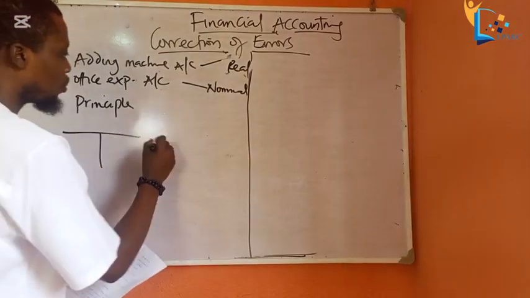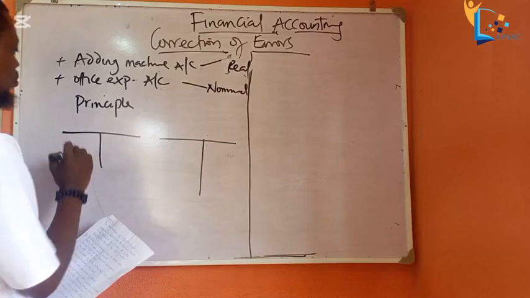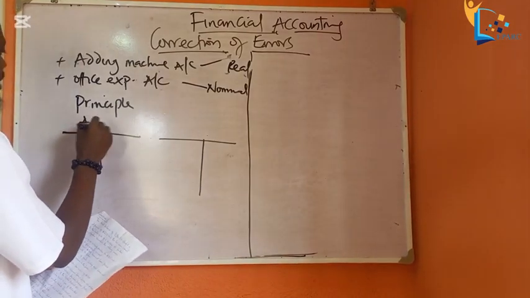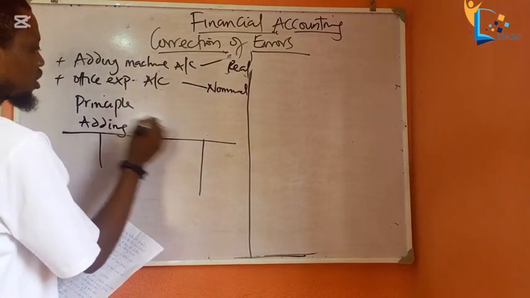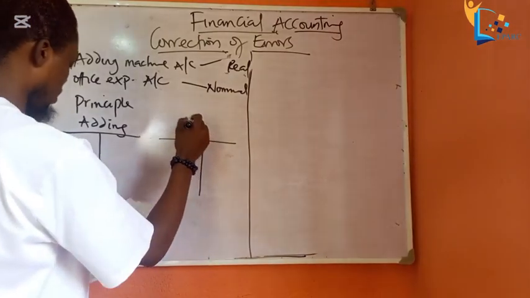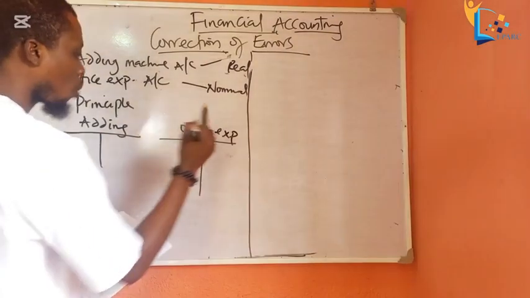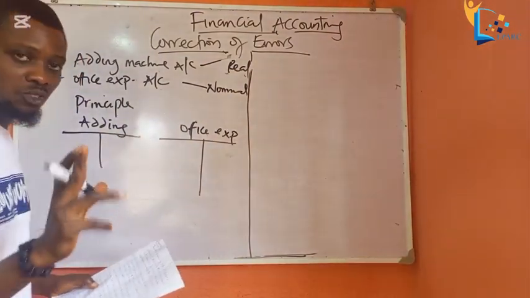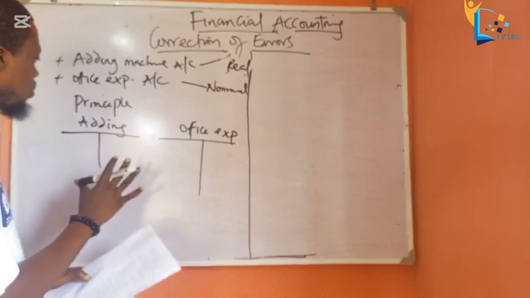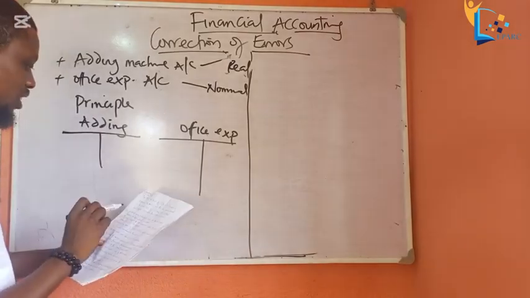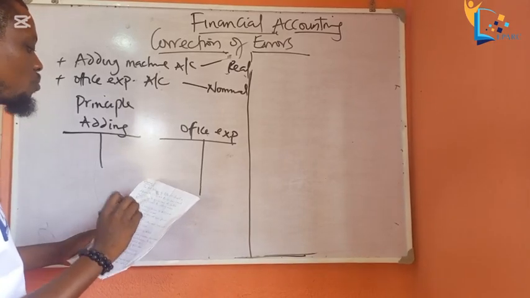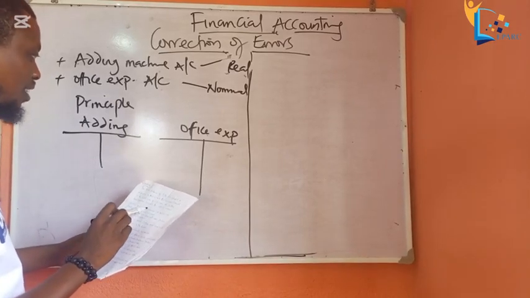So this is what happened actually. This is adding machine account. This is office expense account. So this is what happened. Look at the error that was committed. Let's analyze the error. Okay. Adding machine, they say purchase of an adding machine for 750 was debited to office expense account.